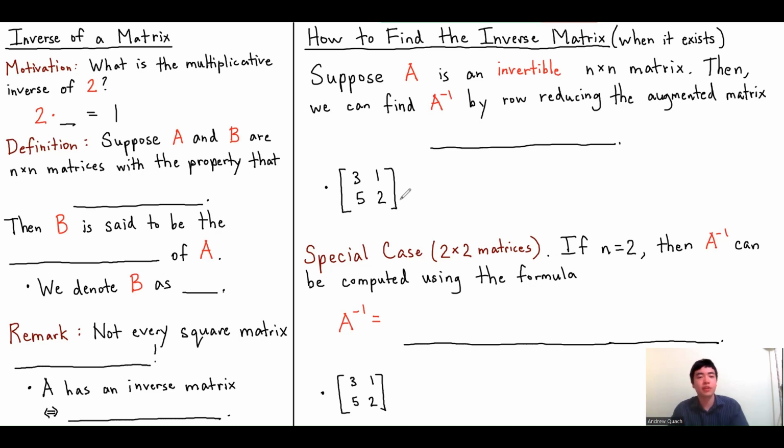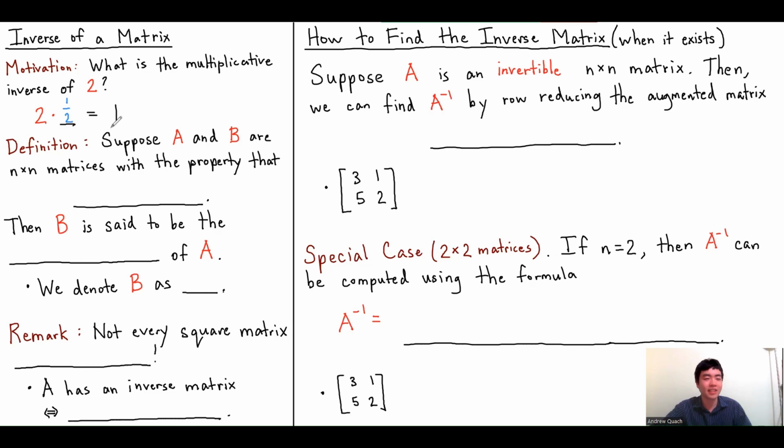In this video, we're going to investigate the idea of an inverse of a matrix, as well as ways to find the inverse matrix when it does exist. As motivation, we want to consider what is the multiplicative inverse of 2? In other words, what number do we need to multiply by 2 to get 1? Well, it turns out 1/2 does the trick.